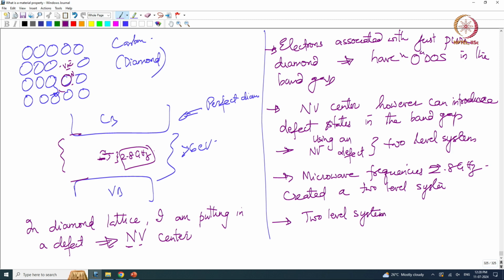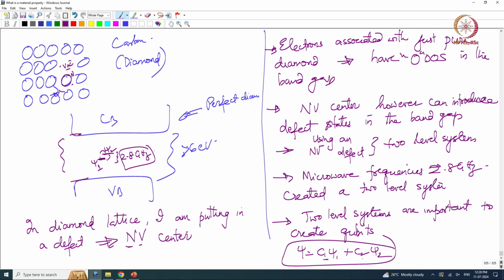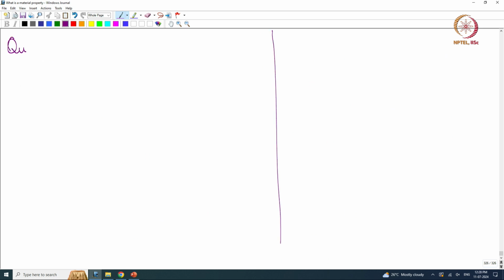So these two level systems are important to create qubits. If I am wearing the hat of someone who knows a bit of quantum mechanics, I have a wave function of the electron in this state, psi 1, and a wave function of the electron in this state, psi 2, and I can have electrons either in psi 1 or psi 2. So I am actually creating a qubit, which is a superposition of psi 1 and psi 2. My electron wave function will be some sort of superposition of psi 1 and psi 2, and this is nothing but a qubit, and these qubits are very important for quantum computing. Qubits are essential ingredients for quantum computing.